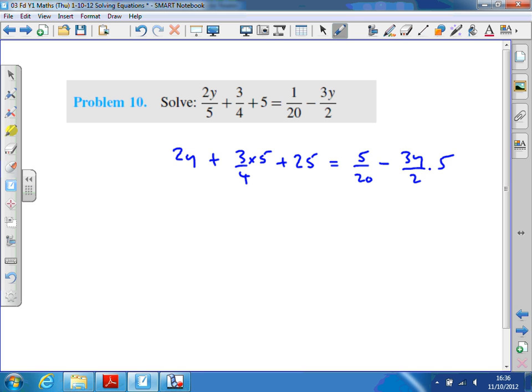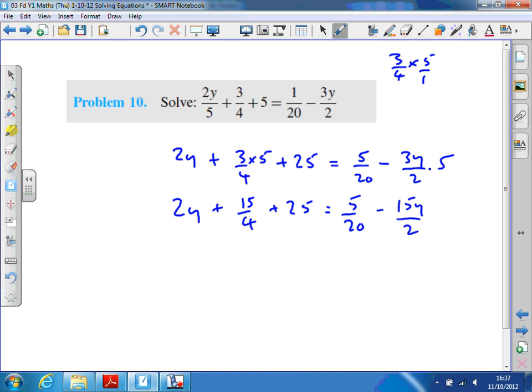With practice, I can actually skip this step a bit and go straight to 2y. If I'm going to multiply 3/4 by 5, 3/4 multiplied by 5 is actually the same as 5 over 1. And when you multiply fractions, you just multiply top and multiply bottom. So this becomes 15 over 4. 5 3s is 15 over 4. It's as easy as that. Plus 25 equals 5 over 20 minus 5 times 3y, which is 15y over 2. So I end up with that.